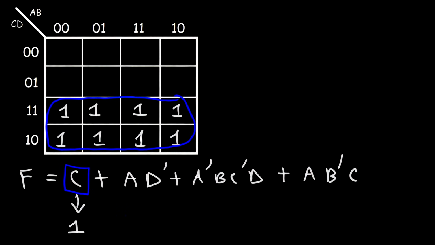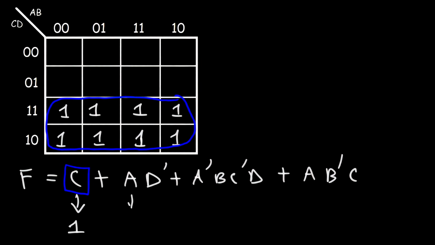Notice that when we have just a term with one variable, we're going to get 8 ones. For a term with 2 variables, we're going to get 4 ones. For a term with 3 variables, we're going to get 2 ones. And for a term with 4 variables, we're only going to get 1 1.